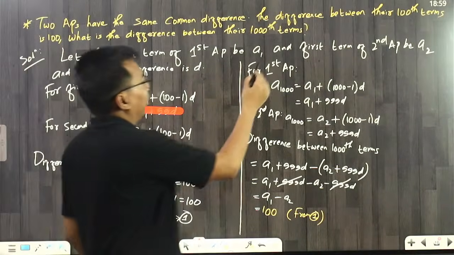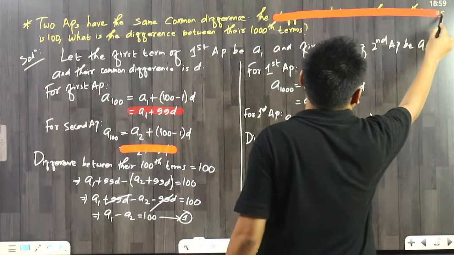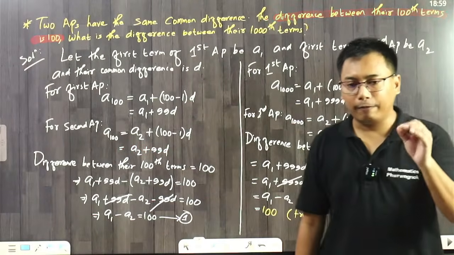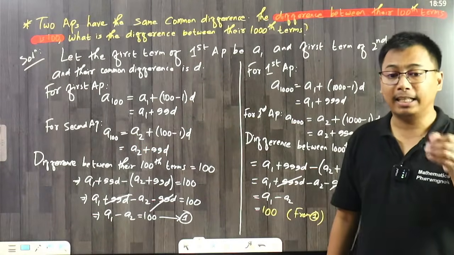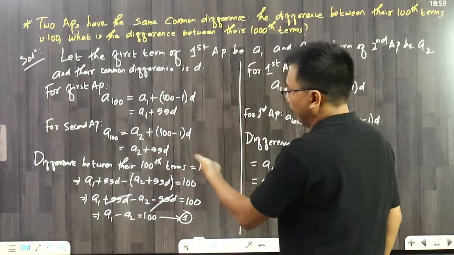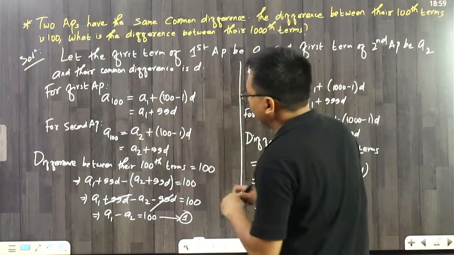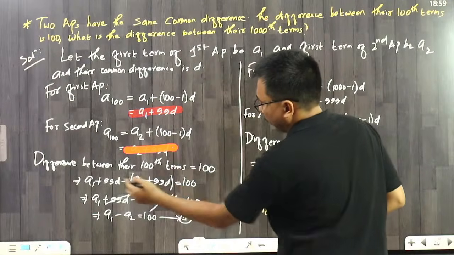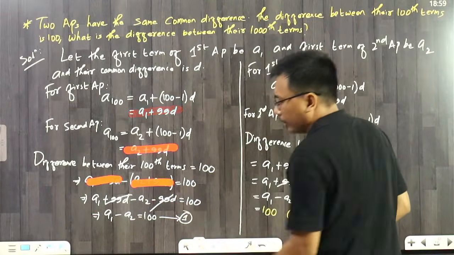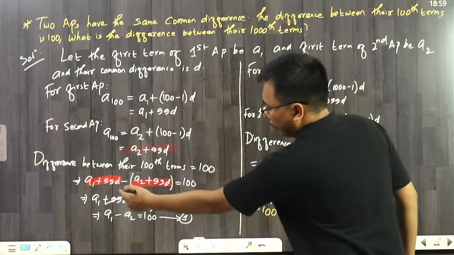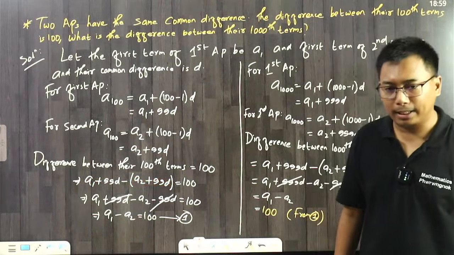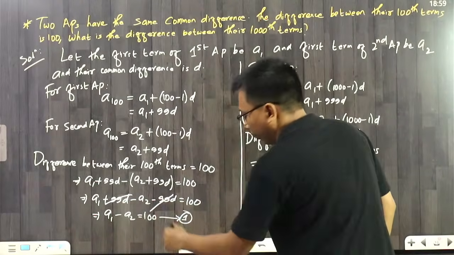Now if you read the question, see what's written. The difference between their 100th terms is 100. It's already given in the question. Difference means we subtract them, so this minus this. Then you break the bracket. Then plus 99d and minus 99d will cancel out each other. We'll get A1 minus A2 equal to 100.